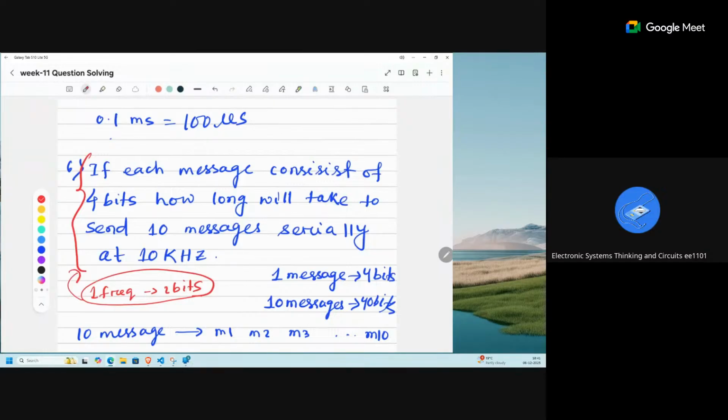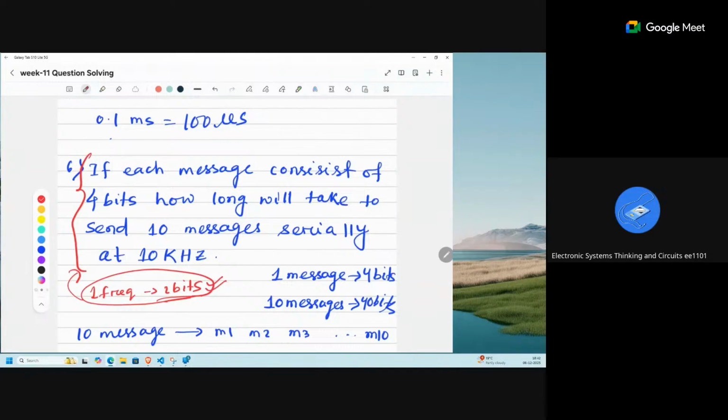And we have 10 messages, which means 40 bits. The frequency is given as 10 kilohertz, and as per the frequency, we get the time period as 0.1 millisecond. If 0.1 millisecond is for a single message, and a single message has 4 bits, then 4 bits take 0.1 millisecond. Then your 40 bits will take 40 into 0.1, which is nothing but 4 milliseconds. Is it clear, ma'am?